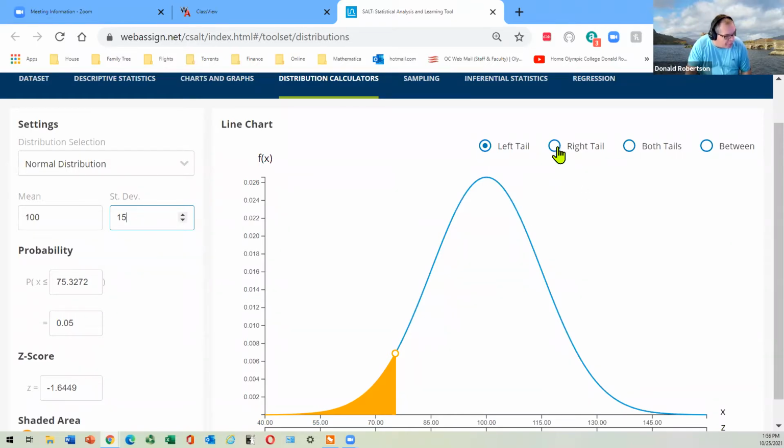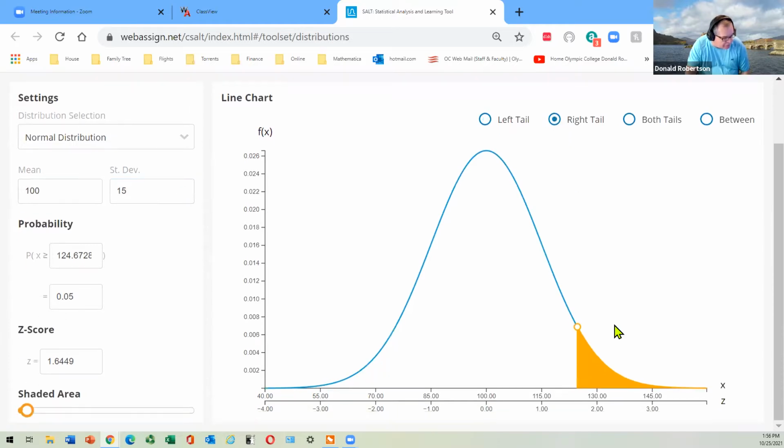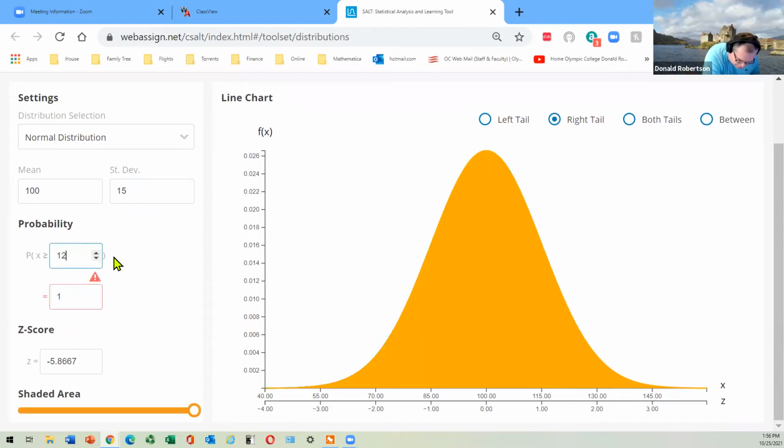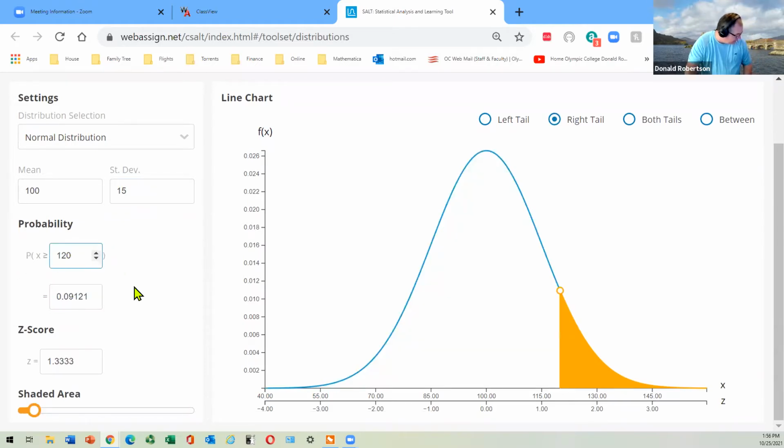So if you want a bigger than, pick the right tail. You see it shading to the right? And you tell it what number you want it to be bigger than, and 120. Do you see that guy is almost the way the question would be written in the textbook? And you see a little graph to help you out, show you a little picture of what it is. And the answer you're looking for is that one. So it would be 0.09121.